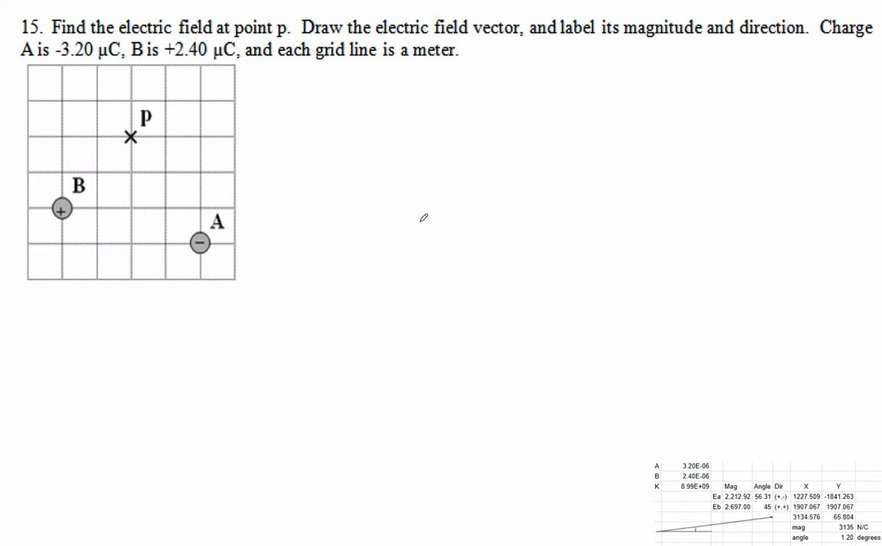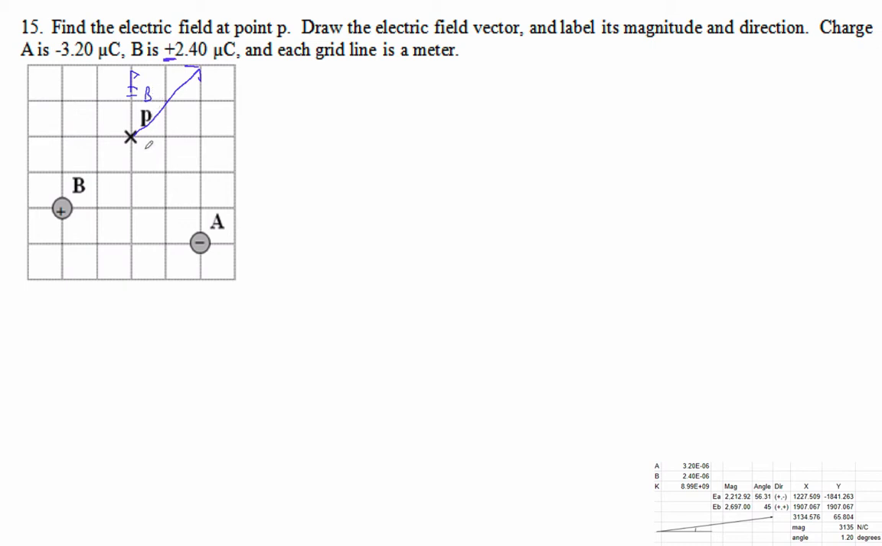When I do these, the very first step is to figure out the direction of these electric fields. And then I stop and double check the direction, because that's the most common mistake. Okay. So B is going to create an electric field that's away from it because B is a positive charge. So therefore it's going to be like this.